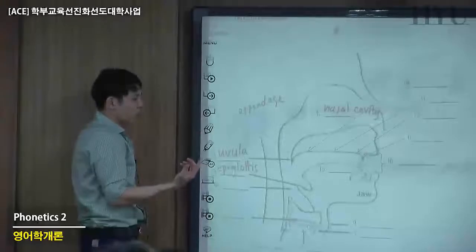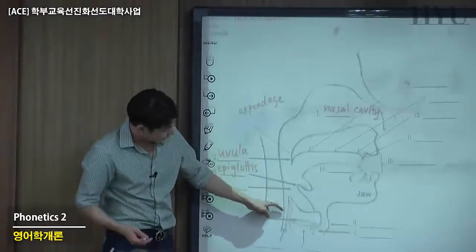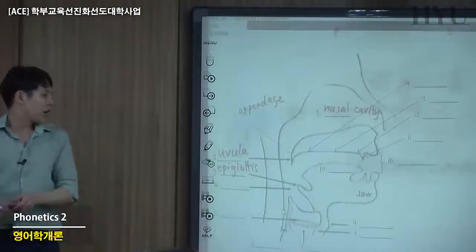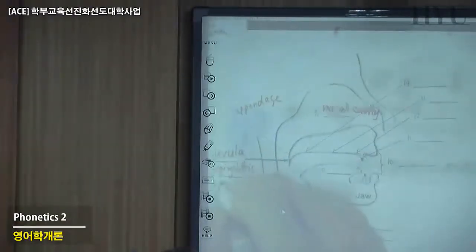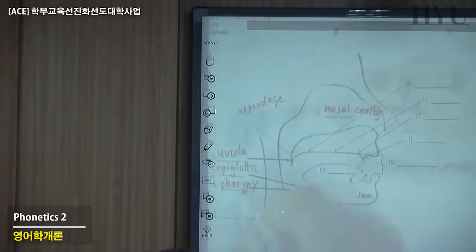So when you swallow your food, the food will go down the other pipe, which is this, right? Number four is the throat. The medical term is pharynx, right? Pharynx, that's the throat.